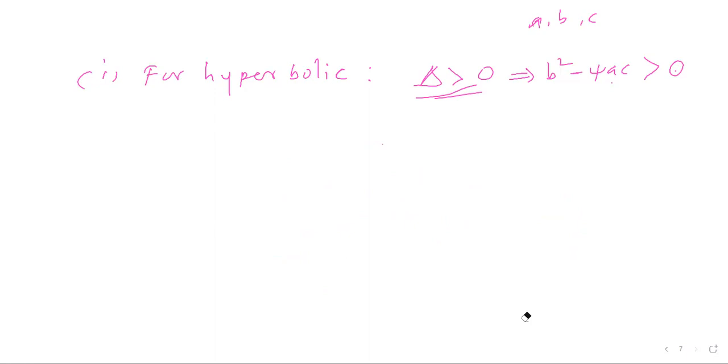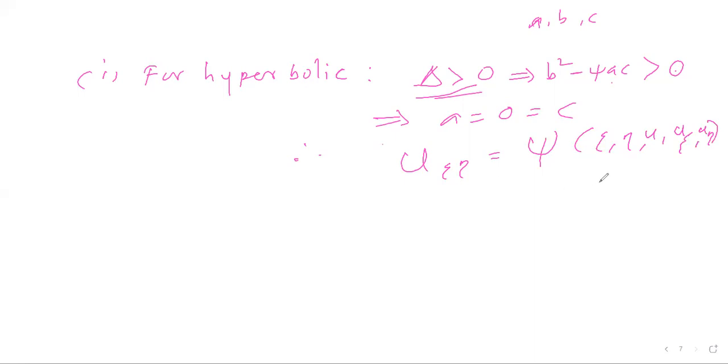Okay, this is what you have to write. For the hyperbolic case, okay, delta greater than 0, b squared. So it is giving a is equal to 0, c. Therefore, our canonical form will be u theta neta is equal to phi, maybe this one, theta neta, u theta, u neta. Okay, let's say this is my equation number A.